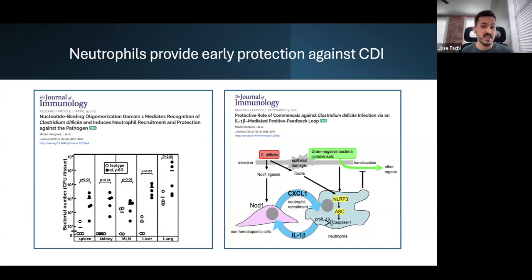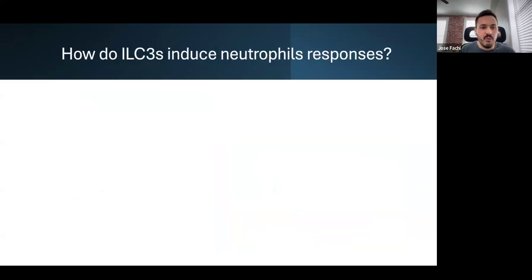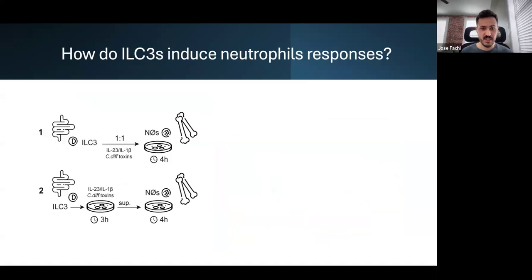And now we know that ILC3s were inducing these neutrophils. So probably this is the reason why mice are more protected when they have ILC3s and why they are not when they don't have ILC3s. But how? We still don't know. We know that there is a very strong correlation, but we still don't know how ILC3s induce this neutrophil response.